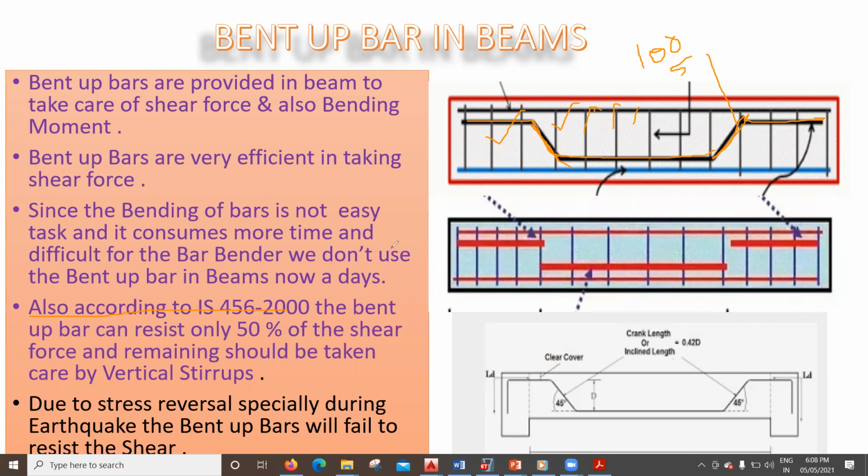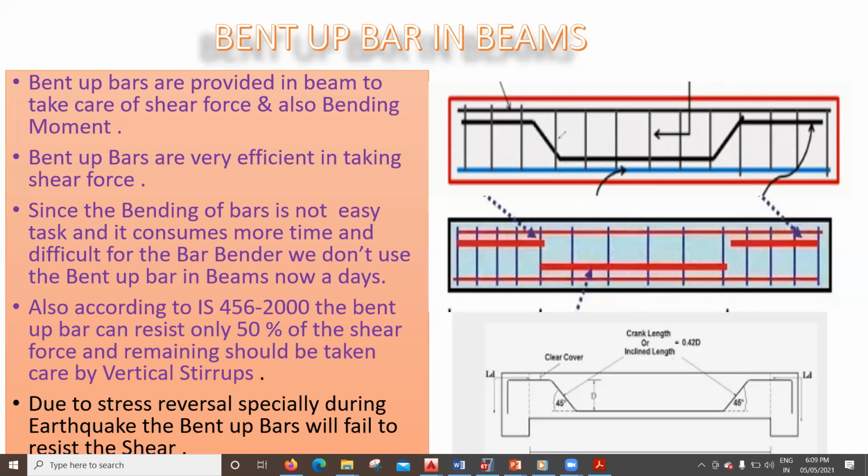And the last point is why we don't use this bent up bar nowadays. There are two reasons. One is from the technical point of view, and second is from the construction point of view. What is the problem from the construction point of view? The bending of a bar is not easy.